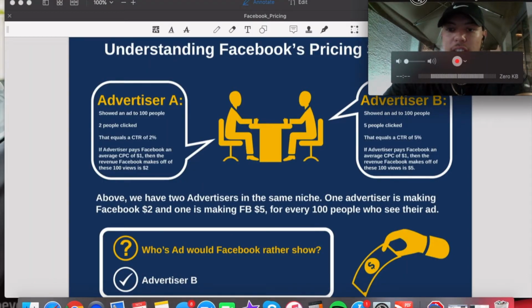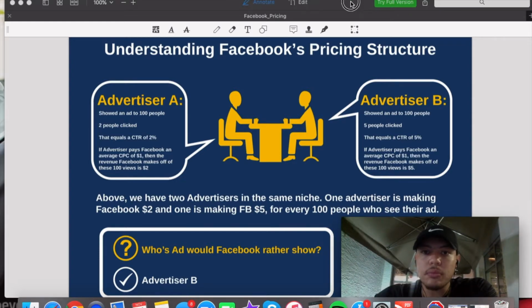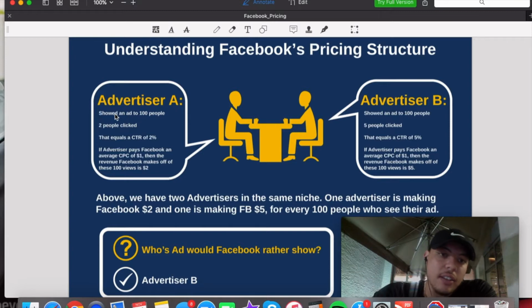So understanding Facebook's pricing structure. Let's just say we have two scenarios, right? We have advertiser A and advertiser B, and we're trying to market to the same people. Let's just say advertiser A, the ad is shown to 100 people. Out of the 100 people, 2 people click on the ad. So that equals a 2% click-through rate.